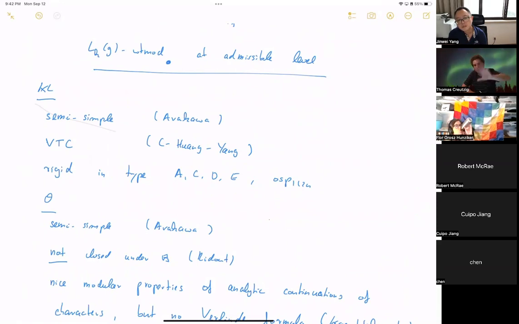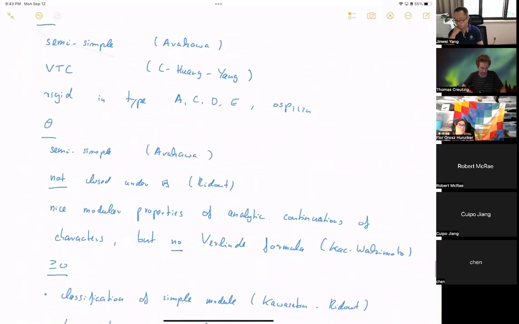The category of ordinary modules is wonderful in the sense that it's semi-simple, tensor, rigid. I should also say this rigidity should always hold. It's just at the moment, it's not always yet proven. People are thinking about it, and it's probably just a matter of time that this rigidity will be settled.